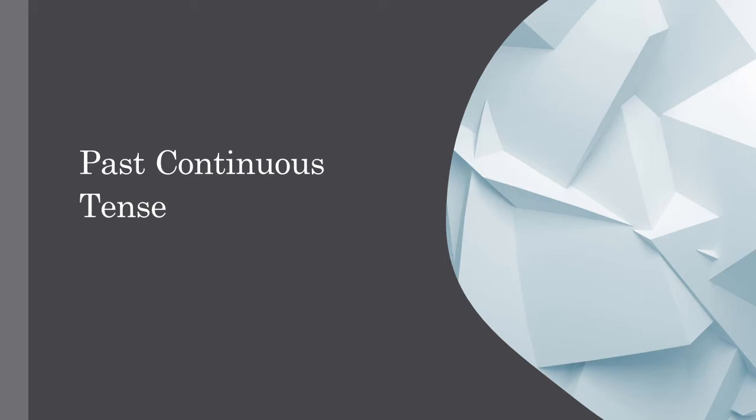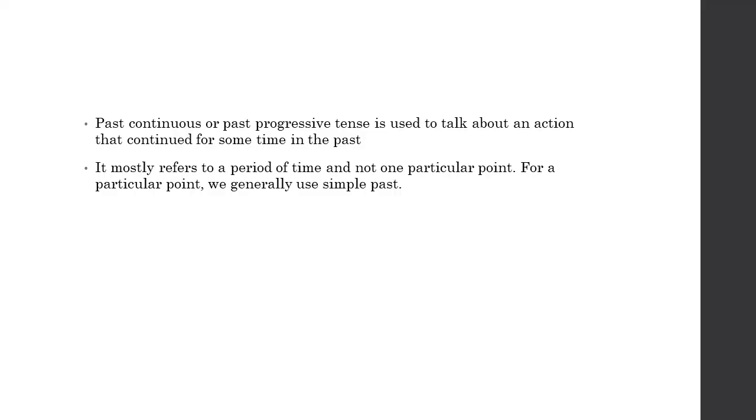In this session, we are going to discuss the past continuous tense, or past progressive tense. So basically, the structure is quite straightforward, and this past continuous tense is generally used to talk about an action that continued or went on for some time in the past, and it ended in the past as well. It's not continued till the present.